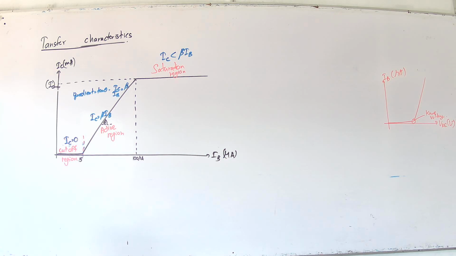Keeping VCE constant with the help of R2, then IC is plotted versus IB. Right? Draw this one. So this is the transfer characteristic.